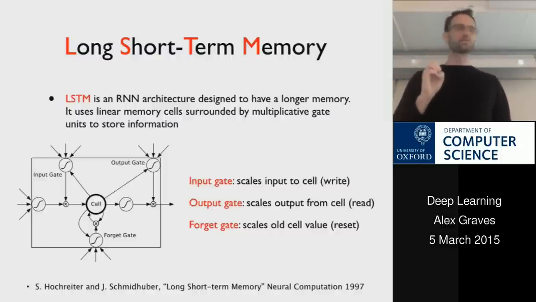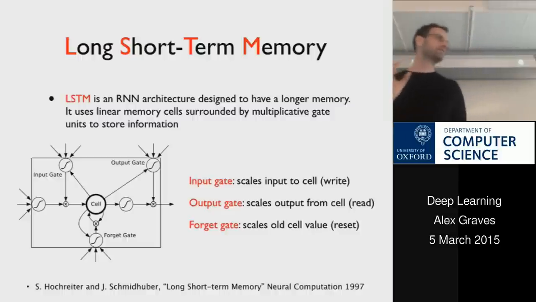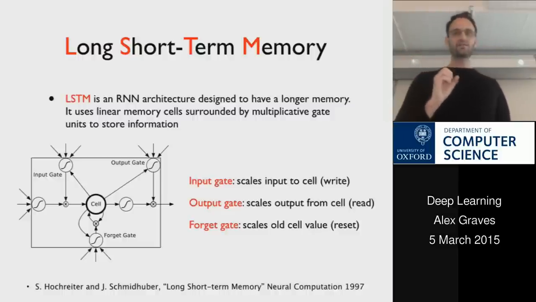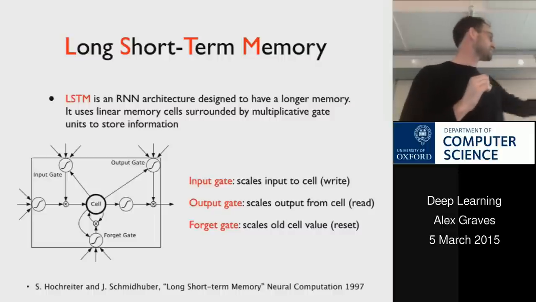Over long time periods. And so long short-term memory is an architecture that was introduced a long time ago now, 1997, to address this problem. The idea was to design a network specifically around the idea of having information that you could protect, and having the ability to choose when you were going to read and write this information. This was implemented using these multiplicative gating units, which are illustrated in this diagram here.